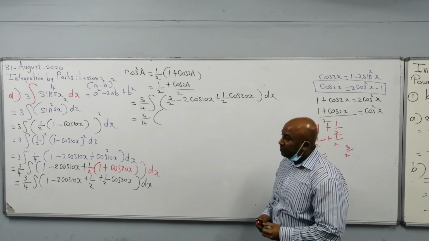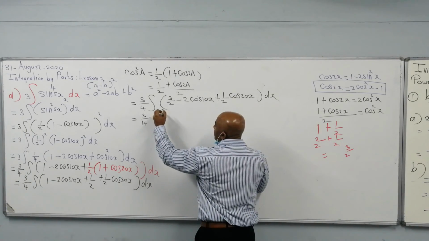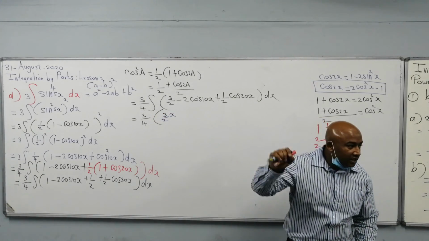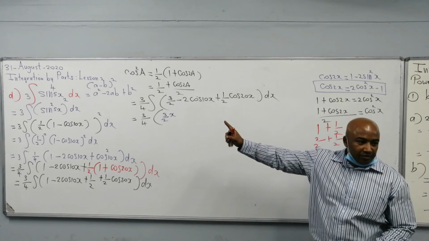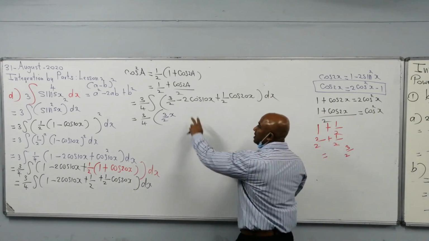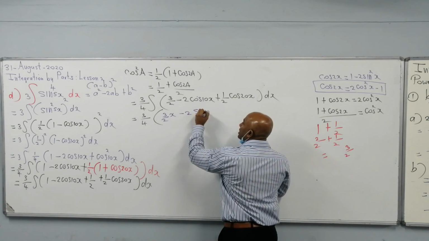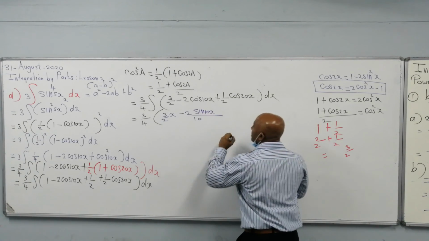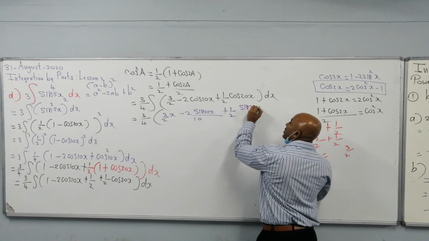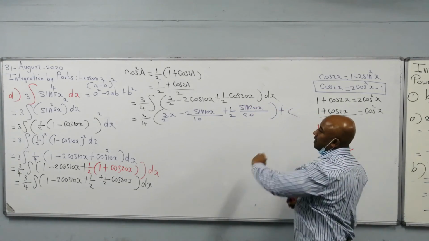Integrate 3 over 2. So now we're finally integrating. So that will be 3 over 2 times x. Because if I differentiate 3 over 2x, the answer is 3 over 2. Integrate 3 over 2, I get back to 3 over 2x. Integrate cos, that's going to be minus 2 sine 10x all over 10. Integrate this one here, it's going to be sine 20x all over 20. I'm done. Plus c.